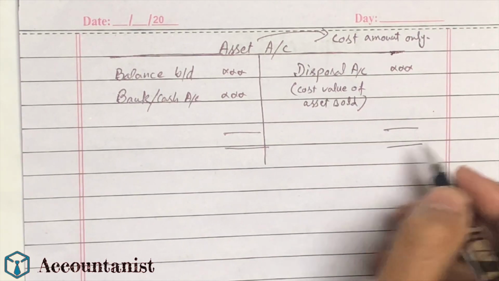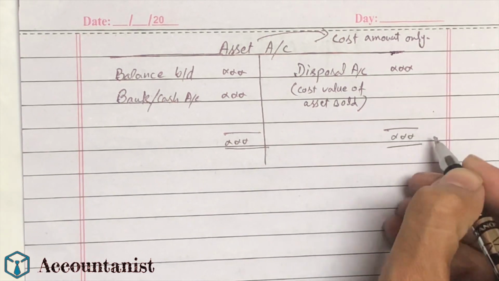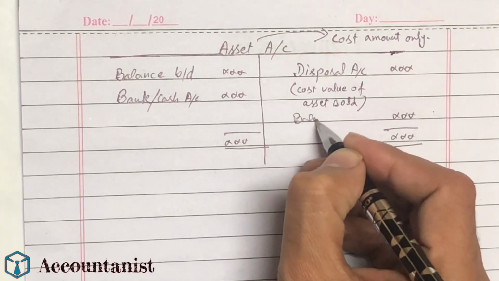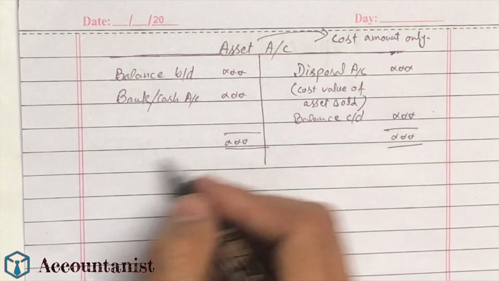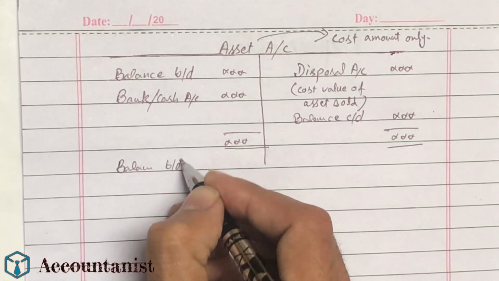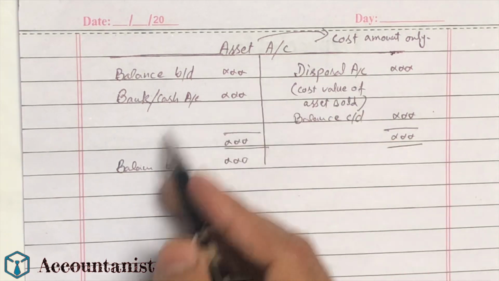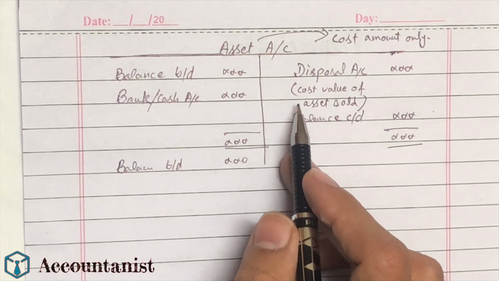So we'll balance this account. This side will have a bigger value, so we'll transfer to this side. We'll get the closing balance with the balance c/d on the credit side, and then it will become our balance b/d on the debit side. So that's the normal transaction that we'll have in this asset account.